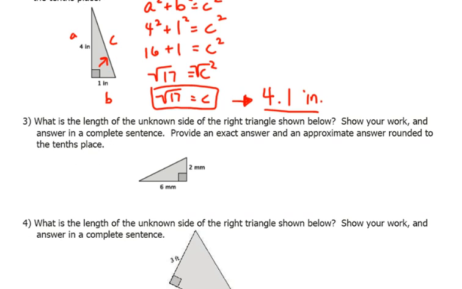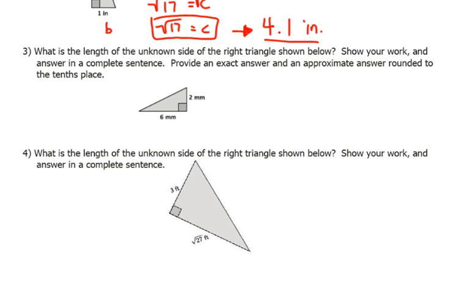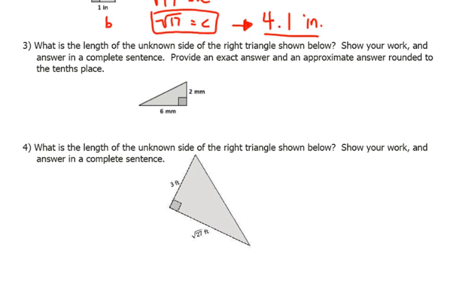Question number 3, what is the length of the unknown side of the right triangle shown below? Provide an exact answer and an approximate answer. So this is C, A, B. A squared plus B squared equals C squared, which we've done using this already. In order to get the most exact answer, we leave it as a square root. It's a better answer than rounding it because it's more exact.